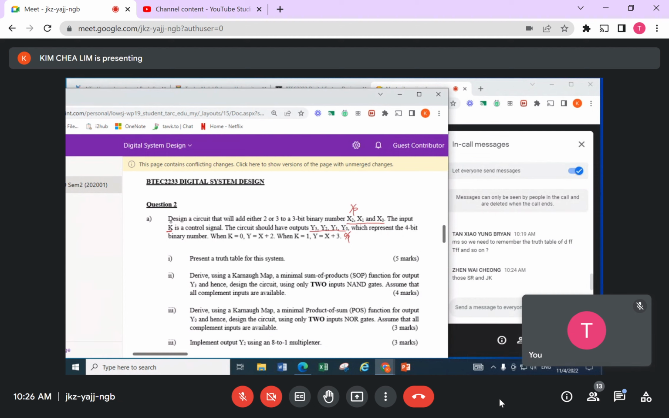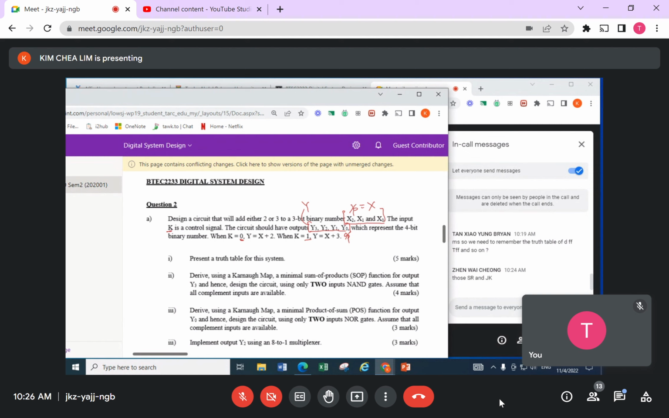So what is the purpose of having K here? When K is 0, my output, this whole thing, is called Y. So Y will be the same as X plus 2. Your X is here, 3-bit; Y is 4-bit. If K is 1, then your Y is the same as X plus 3. This tells you the condition to decide whether your output should be plus 2 or plus 3.